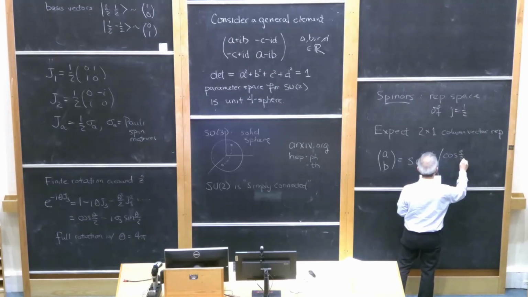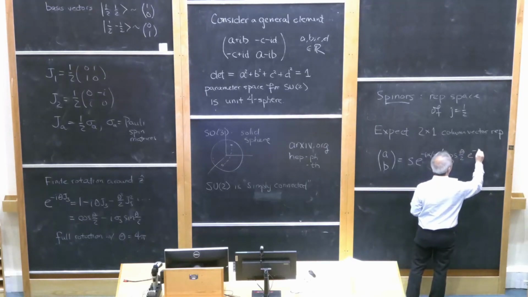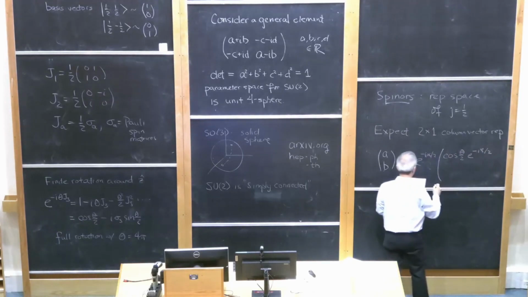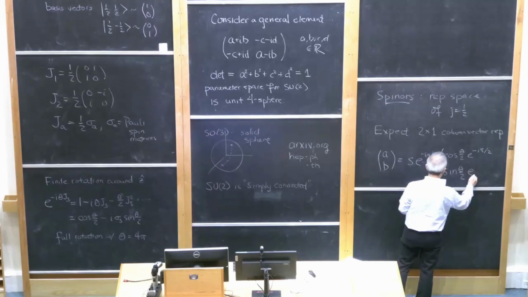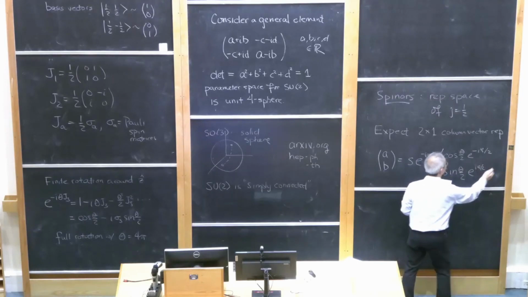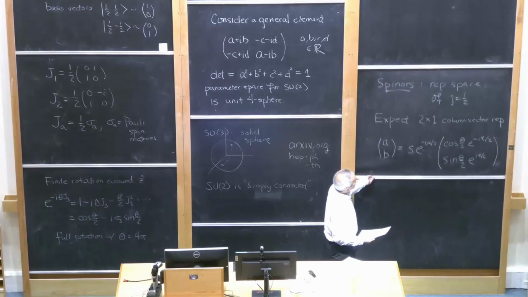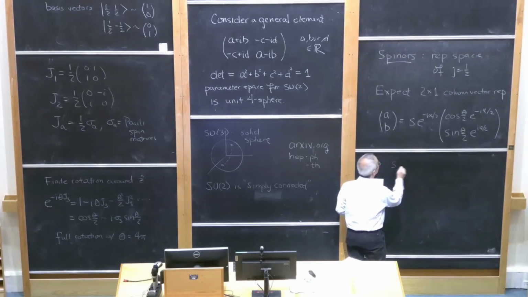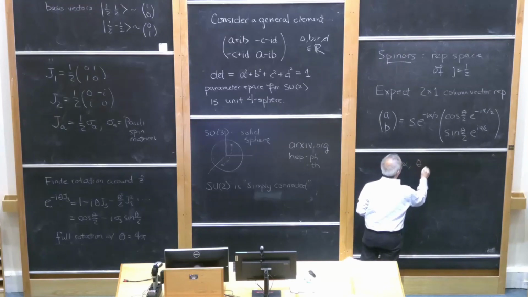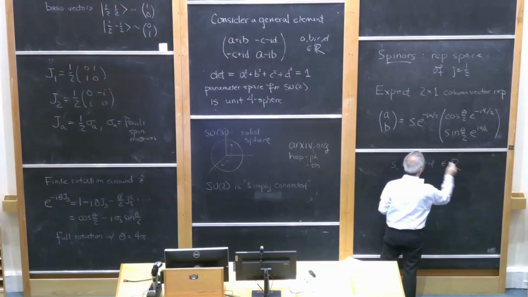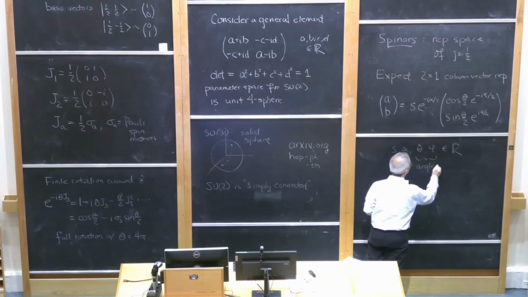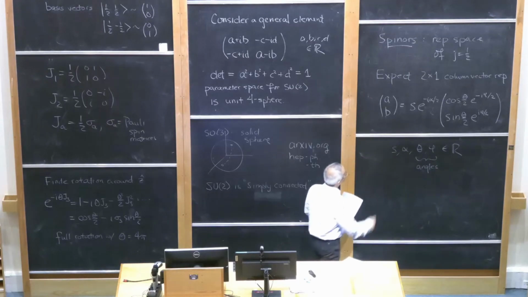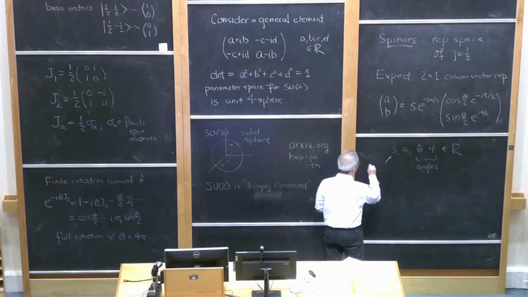So cosine theta over 2, e to the minus i phi over 2. Okay, and then here you have sine theta over 2, e to the plus i phi over 2. Okay? And so you have real parameters s, alpha, theta, and phi. Okay, so these are all real. These are pretty easy to interpret, right? These are just the angles that the spinor is pointing in. This is a kind of magnitude, I guess.